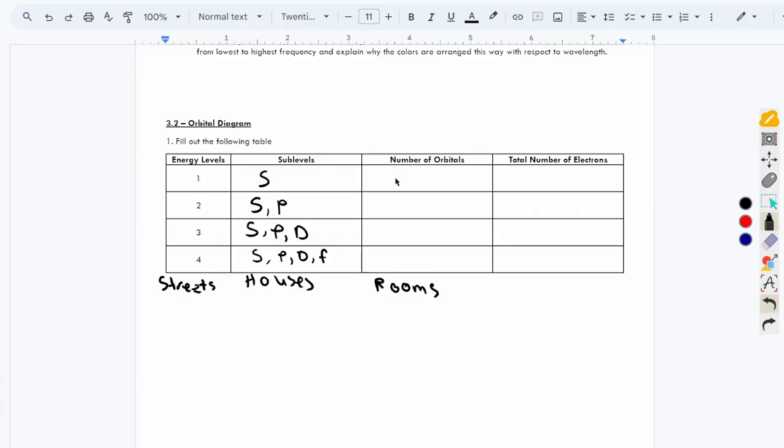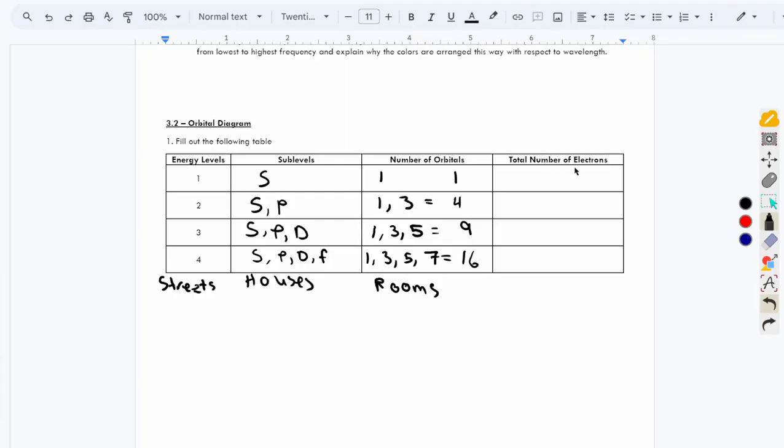So an S house, remember, has one room. A P house has 3 rooms. Remember this pattern? An S house has 1, a P house has 3, a D house has 5 rooms. And you can probably guess what the last one is. 7 rooms. So total number of orbitals: 1, 4, 9, and what's that? 16 total orbitals.